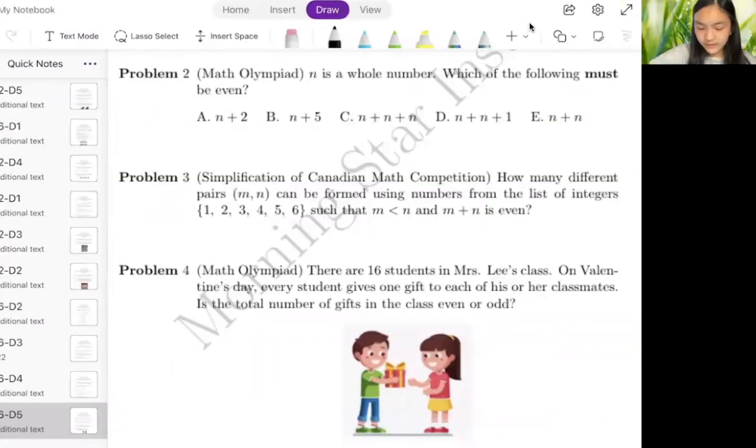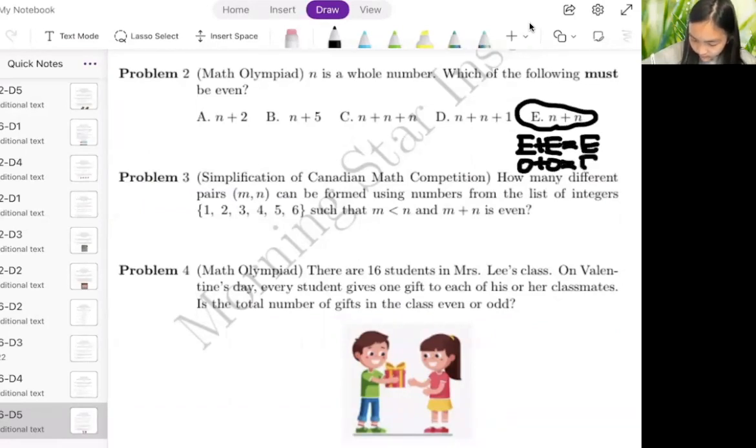Problem 2. N is a whole number. Which of the following must be even? So A is n plus 2, B is n plus 5, C is n plus n, D is n plus 1, and E equals n plus n. So E is the correct choice because if n is even, it's even plus even, which will also equal even. And then if it's odd plus odd, then it's also even. So E is the correct choice.